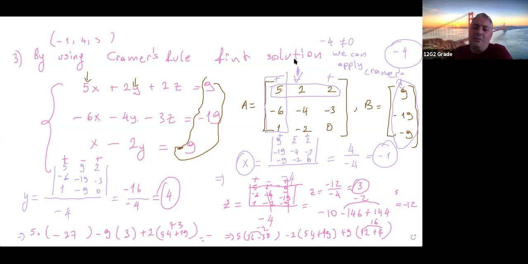How can I check myself? Just put it in one of them. For example, here. Negative 1 times 5, negative 5. 4 times 2, 8. 3 times 2, what is 3 times 2? 6. So 6 and negative 5, 1. 1 and 8, 9. So 9, is it equal to 9? Yes, it is.